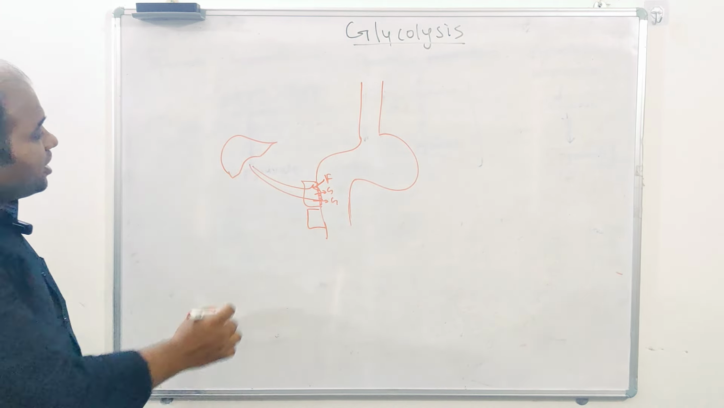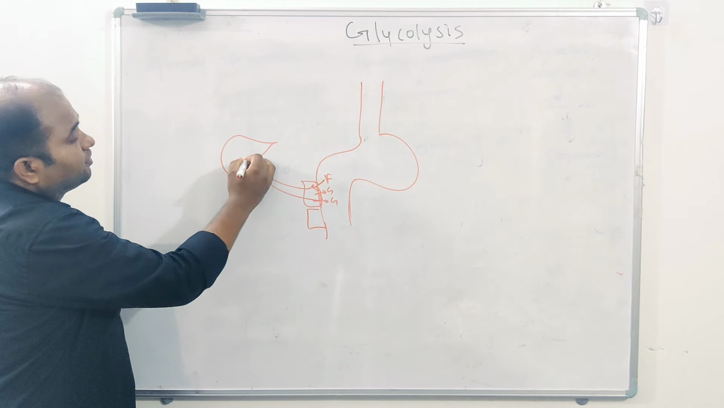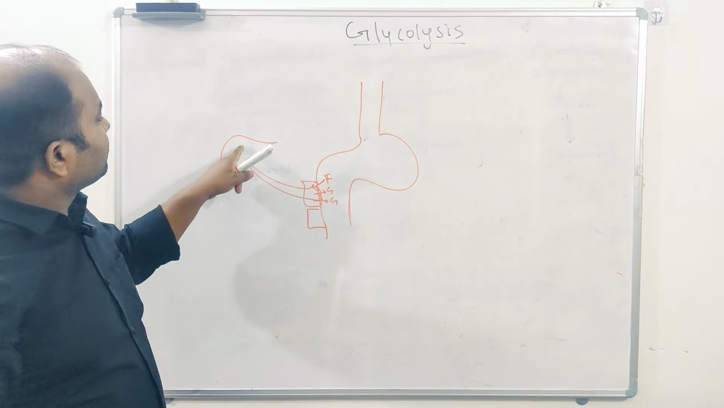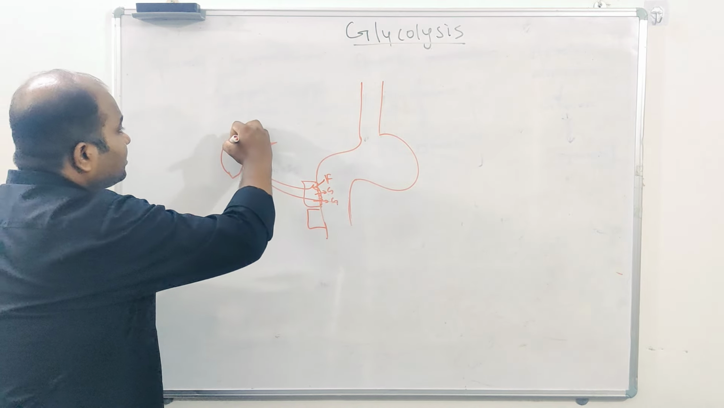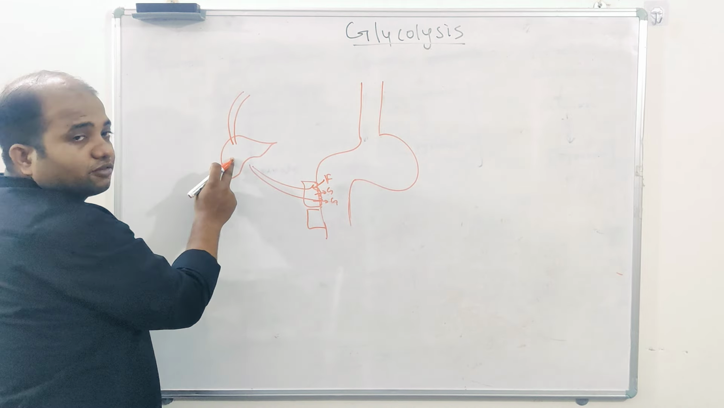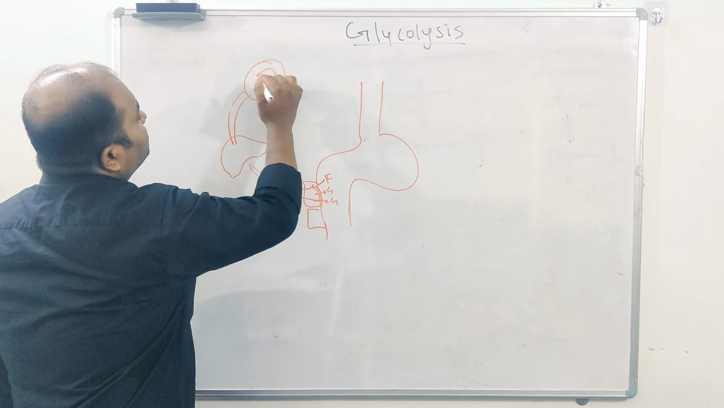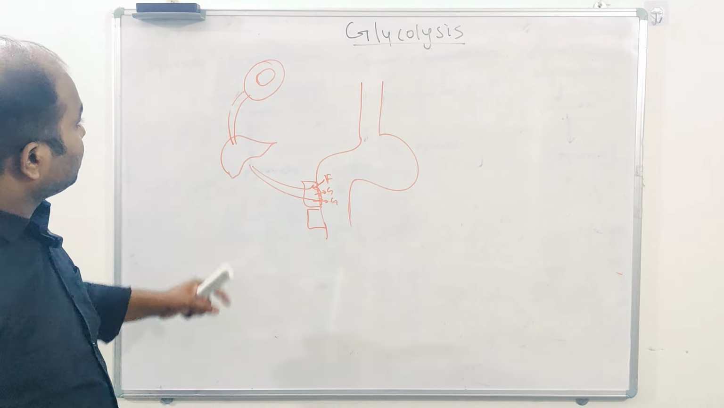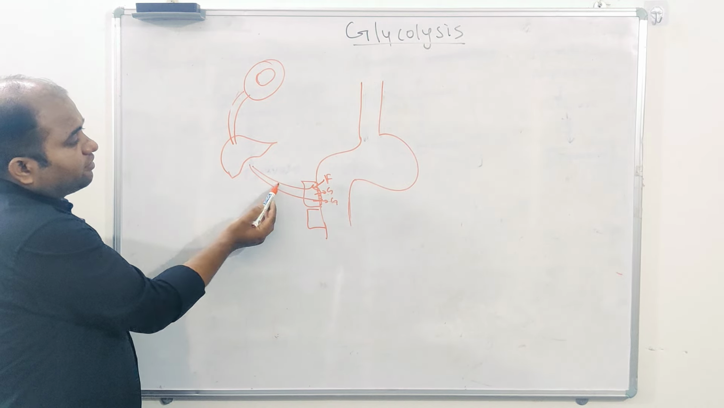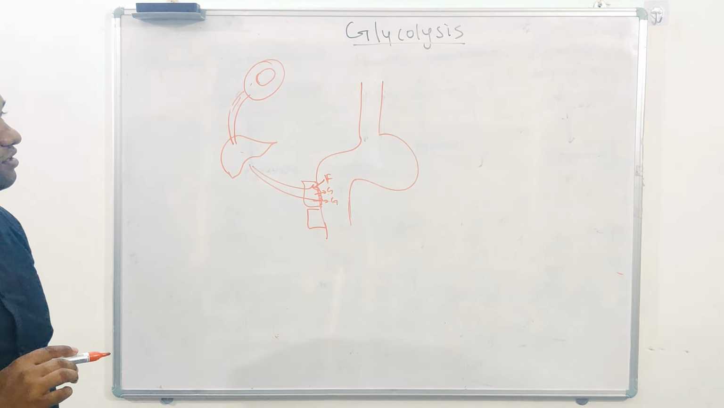This liver now metabolizes either fructose or galactose or glucose into glucose. That means if you are eating fructose, maximum fructose will convert into glucose, and then the glucose will be released from the liver into the systemic circulation. Let's assume this is your systemic circulation, a circulatory artery. So even if you eat fructose, ultimately it is converted into glucose and released into the systemic circulation, right?